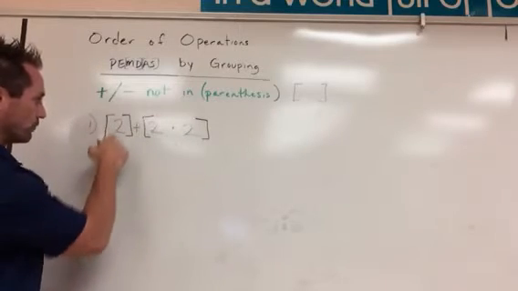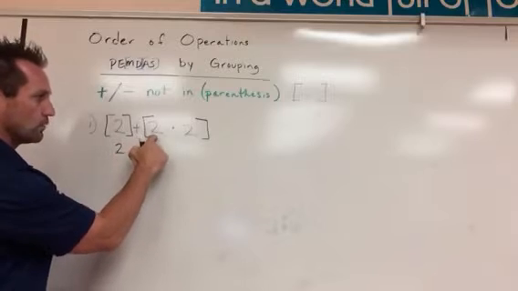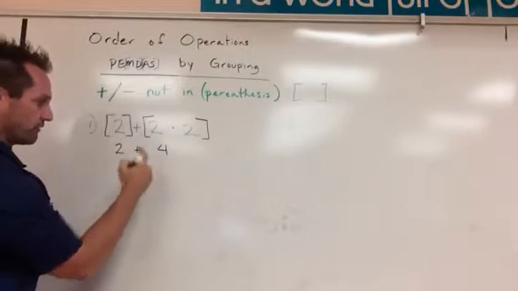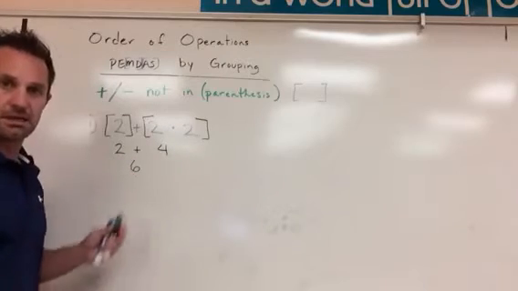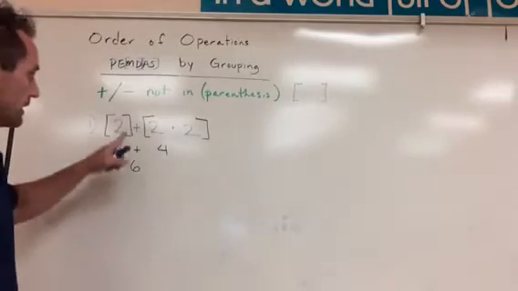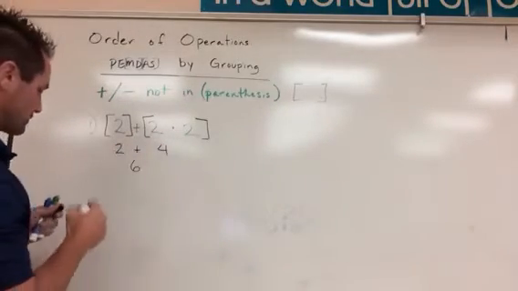Next step, bring the groups down and do what it says inside of them. 2 plus, what is 2 times 2? Well, it's 4. And 2 plus 4 is 6, and that is the answer to this problem. Again, seeing our addition sign, we make 2 different groups.